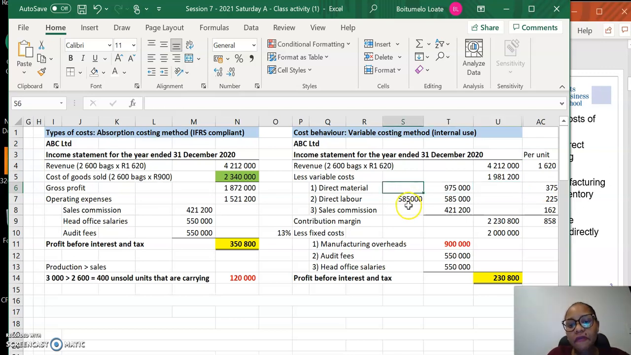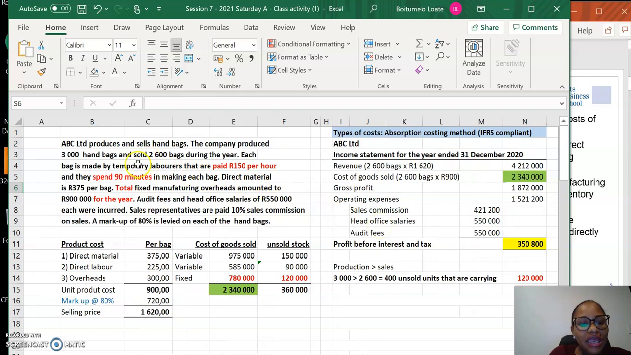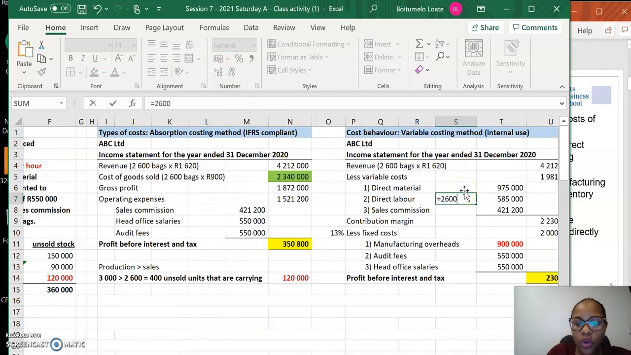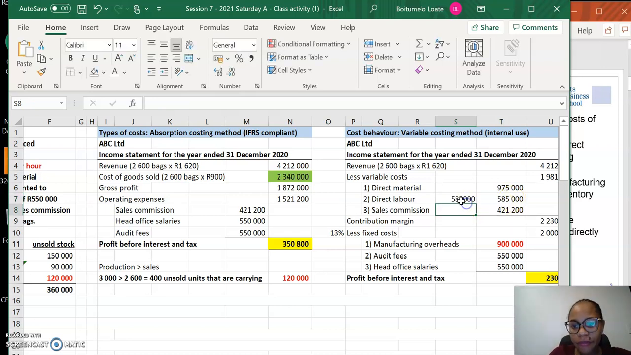You do the same thing for direct labor. You'll notice here it said it's made up of temporary laborers, and they are paid 150 per hour, and they spend 90 minutes making each handbag. So you're paying them a temporary cost, and they have to be making the handbag each time. If the handbags go up in production, you are paying a lot more for the temporary laborers. Our direct labor came to 225 per bag, and we sold 2,600 bags. So our direct labor was just the 2,600 times the 225, and you'll get to that 585.